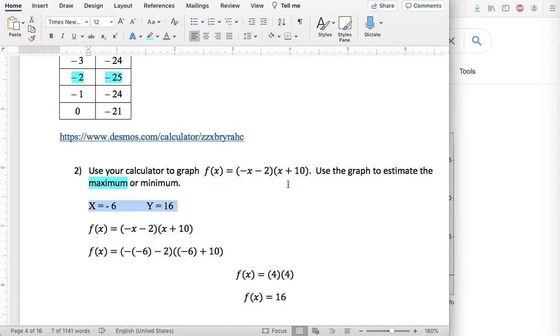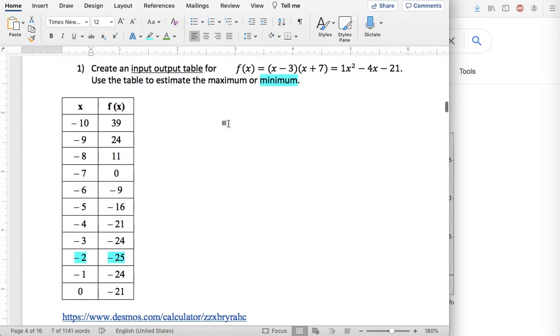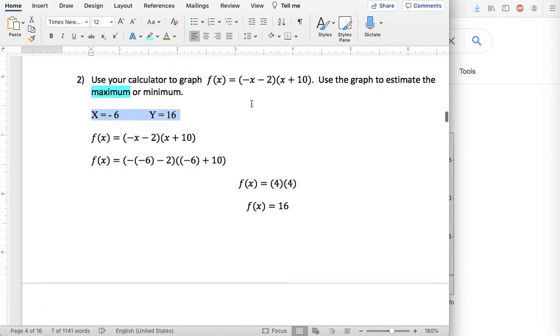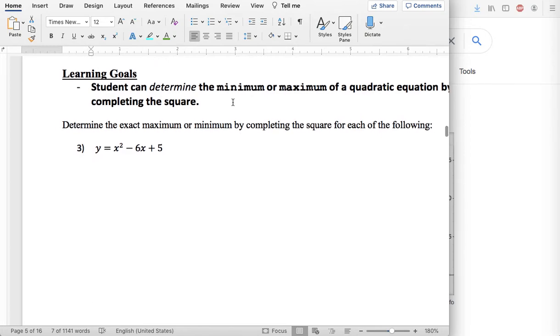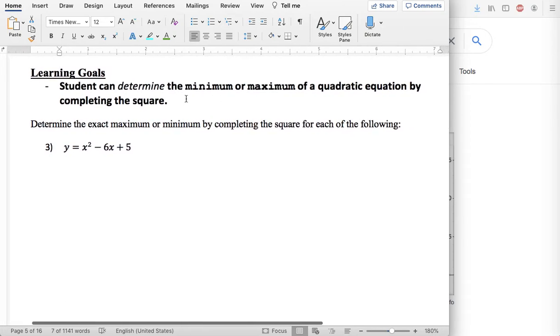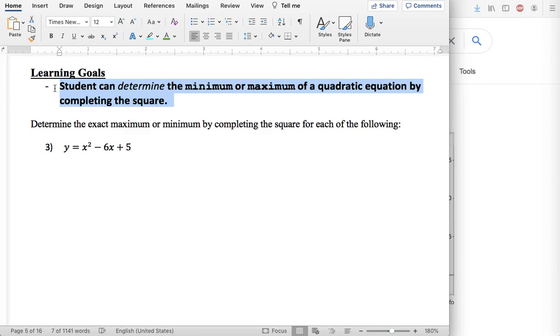All right, so this is how you estimate the minimum and maximum using a table. This is how you estimate the minimum and maximum using a graph. Let's move on. Now we're going to talk about how you can determine the minimum or maximum by completing the square. Let's say I have this particular equation right here, and I'm going to try to determine the exact minimum or maximum by completing the square.